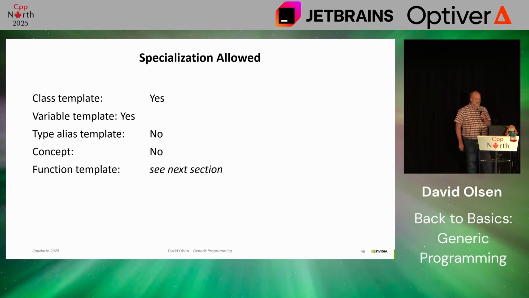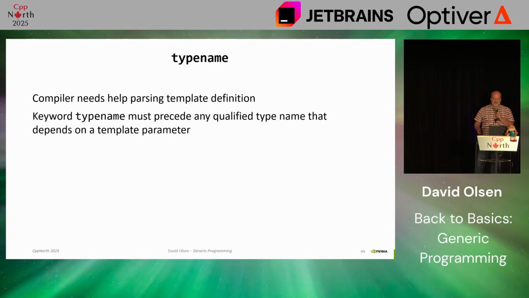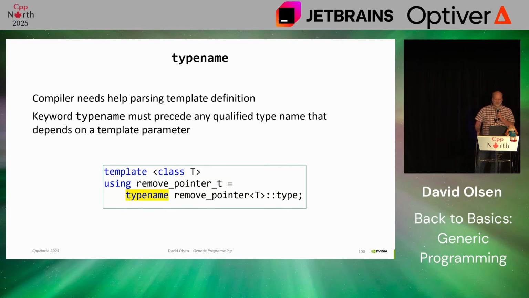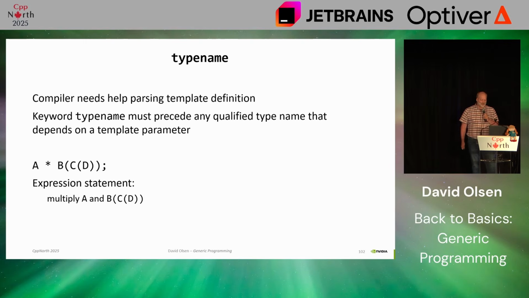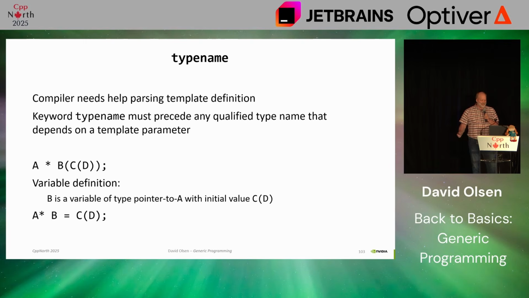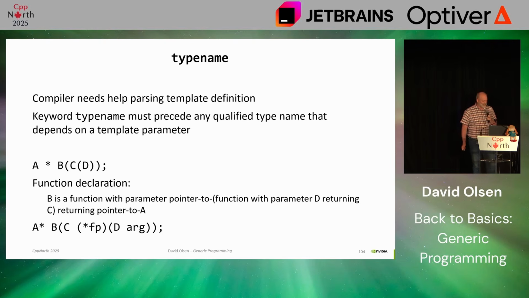Class and variable templates can be specialized. Type alias templates and concepts cannot. Function templates are complicated. The typename keyword must precede the qualified name of a type that depends on a template parameter. Example of that on the previous slide. Because C++ declaration syntax is a mess. This can be parsed 3 different ways: as an expression statement, as a variable definition, as a function declaration.